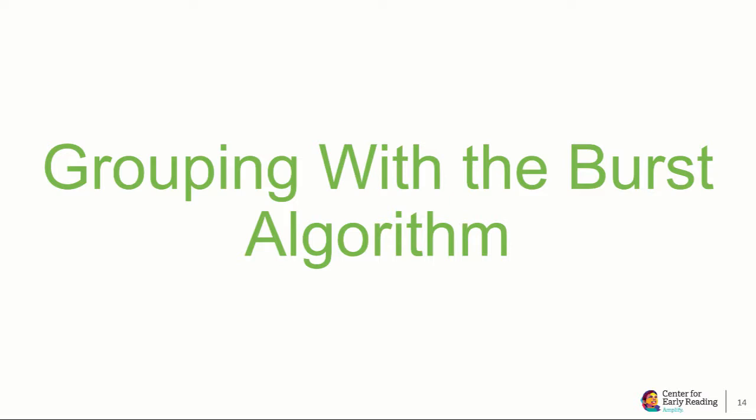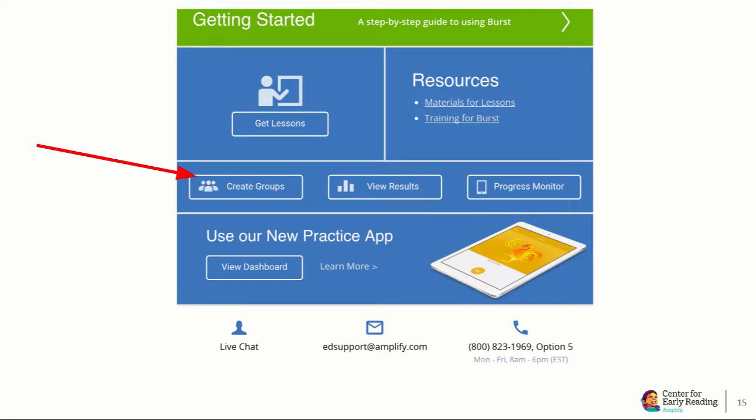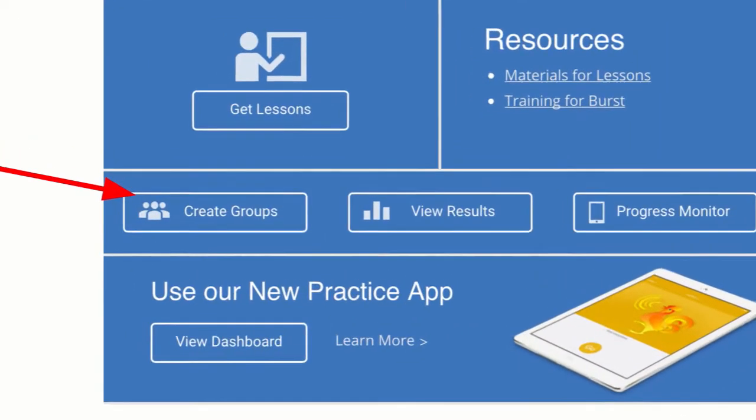Next, I will show you how to group your students using the burst algorithm. At this point in time, all students should have been assessed in DIBELS and burst to place them into the most accurate and most homogeneous groups. For this part, you will log into mclasshome.com. Once you've logged in and clicked on the burst icon, you will arrive at our burst landing page. Click on Create Groups.